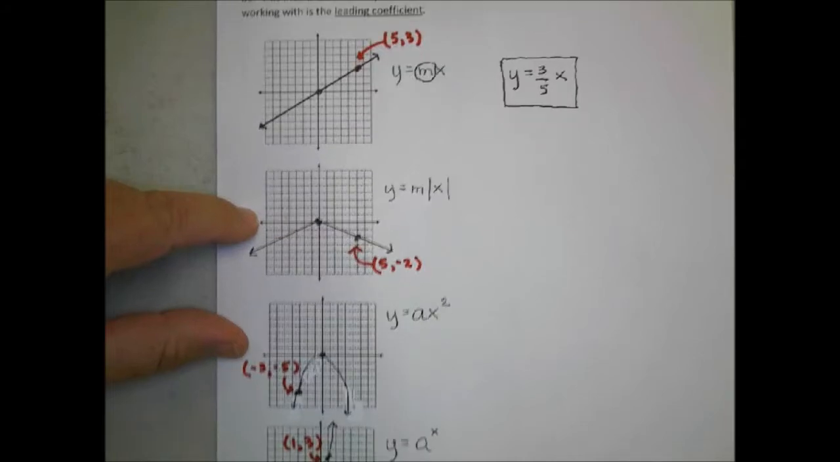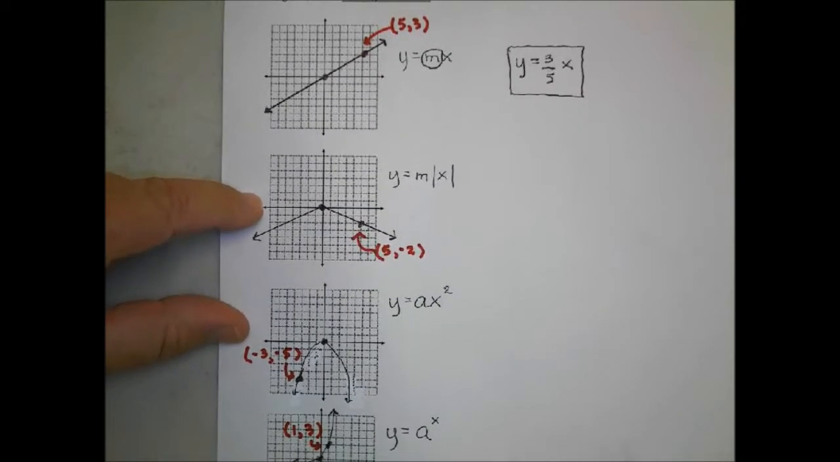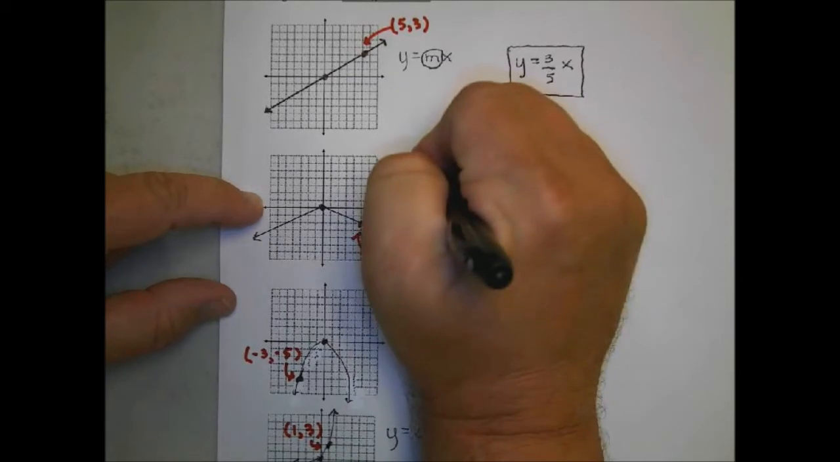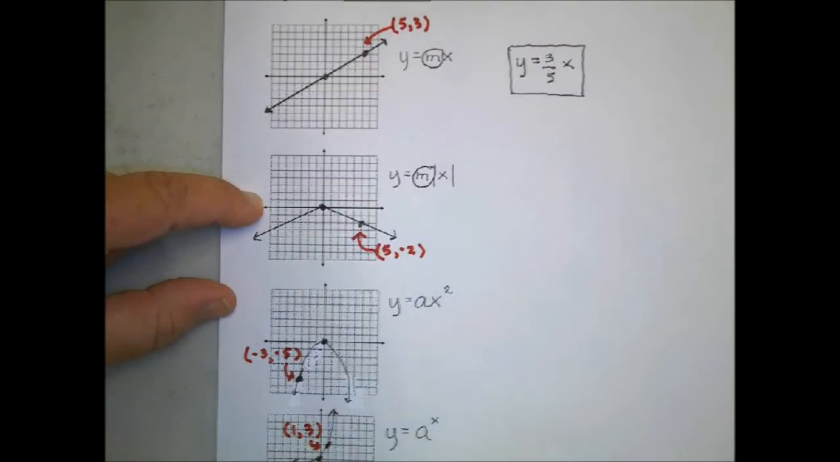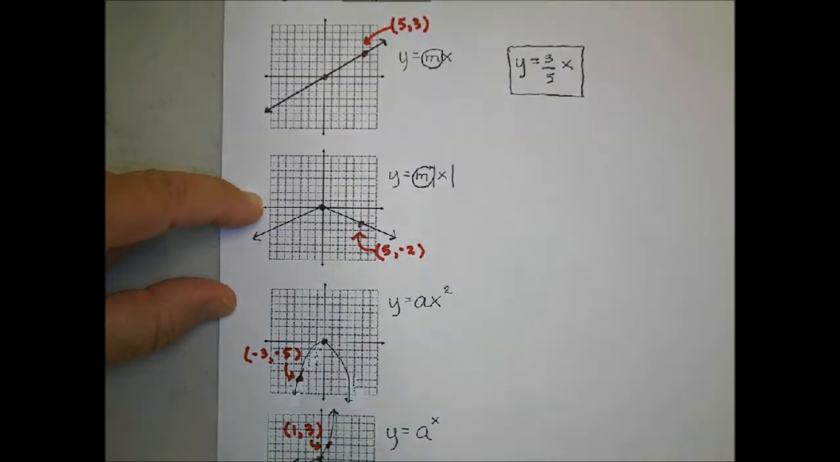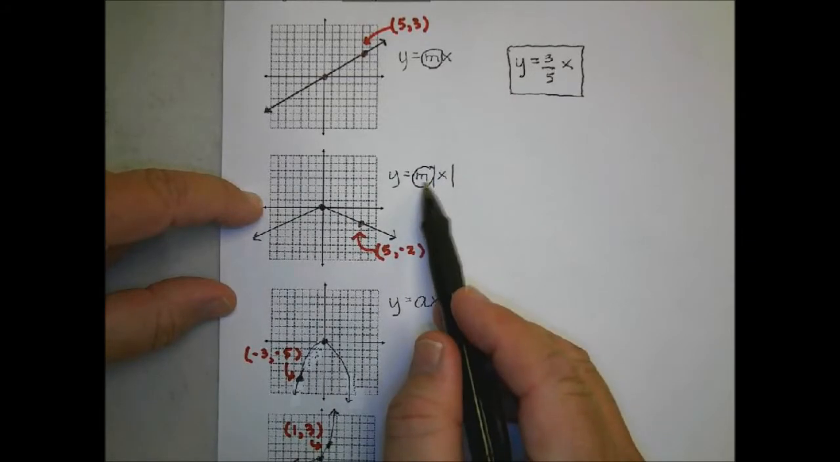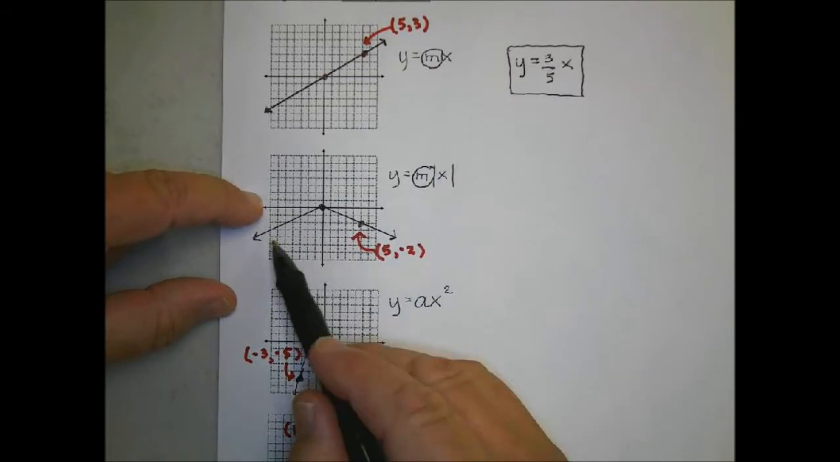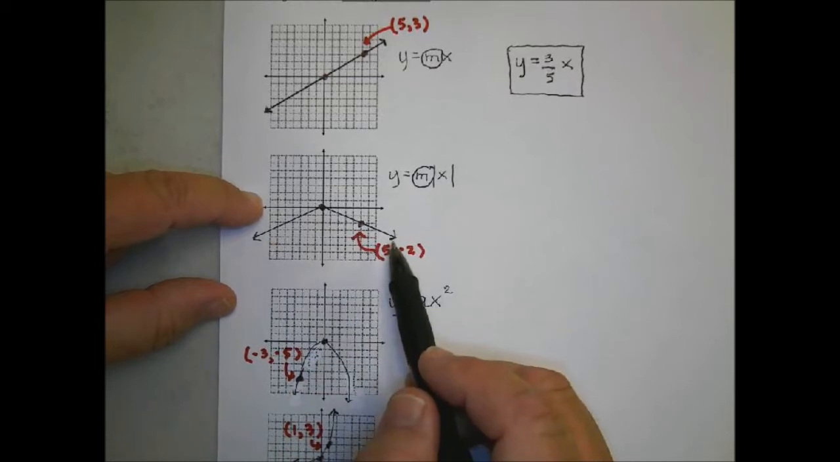Now the next one, the absolute value. Almost as basic as a linear equation because both sides are linear. It just happens to be absolute value. Now the v is going down, so you know that that leading coefficient, some people call it the slope because it is linear. Some people don't use m, some people use a, but we do know it's negative because the v is going down. But other than that, it's pretty much the same thing as a linear equation.